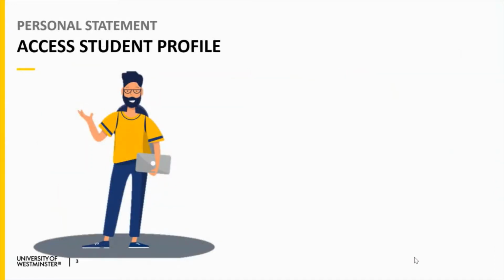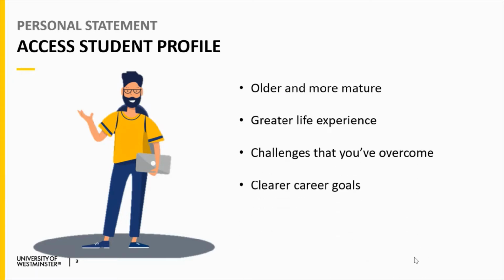So let's look at how you can use being an access student to your advantage. We all know that the most common entry route to university is as an 18-year-old straight from sixth form or college, but this doesn't mean that they always make the best students. As an access student, you're generally older and more mature. For whatever reasons, you decided education wasn't for you at that stage in your life, so you've taken some time out, and as a result, you've got greater life experience and challenges that you've overcome.